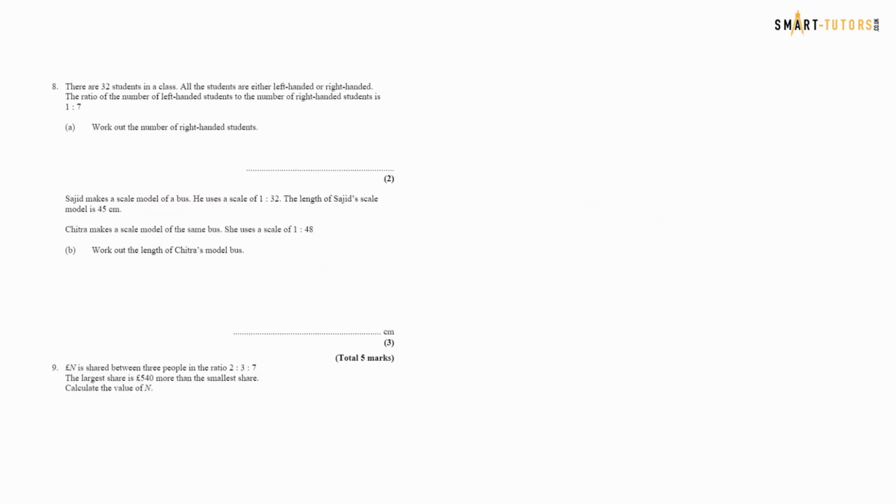Question number 8. There are 32 students in a class. All students are either left-handed or right-handed. The ratio of the number of left-handed students to the number of right-handed students, left is to right, is 1 is to 7. Work out the number of the right-handed students. So the total is 32. Right-handed student is 7 portion out of 8 times 32. So 32 divided by 8 is 4. 4 times 7 is 28 students.